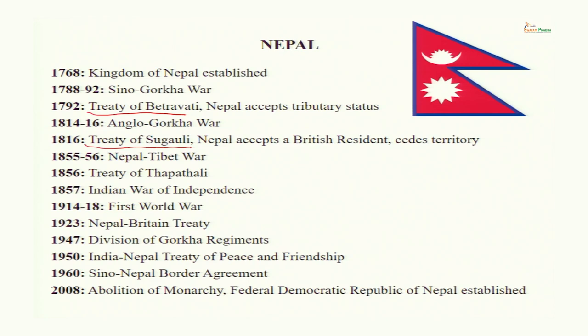So resident is like an advisor. So the British should advise the Nepalese government in terms of foreign policy, so on and so forth. Plus, Nepal also ceded some territory to the British. The Tarai region was ceded to the British, which the British later returned to Nepal in lieu of the service provided by the Gorkha soldiers. So the Nepalese began to support the British in war.